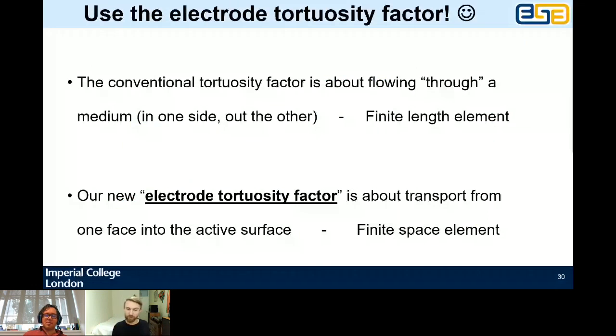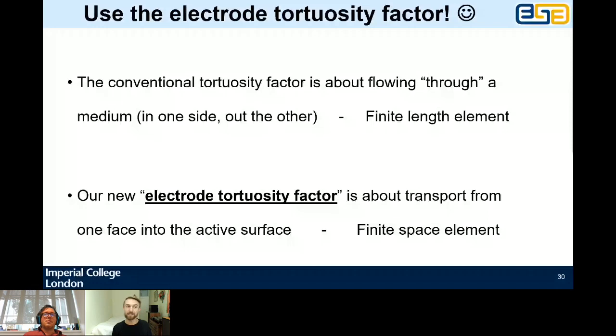Our new electrode tortuosity factor, which is just as cheap to calculate, okay, I'm just changing the boundary conditions a bit, is about transport from one surface, i.e. next to the separator, into the material through the pores in a migration fashion and into the interfaces of the active material. Okay, which is very much more aligned with how a battery's performance would be determined. And so we think this should be the go-to metric for taking image-based data and using that image-based data to try and parameterize a battery model instead of the conventional tortuosity factor.